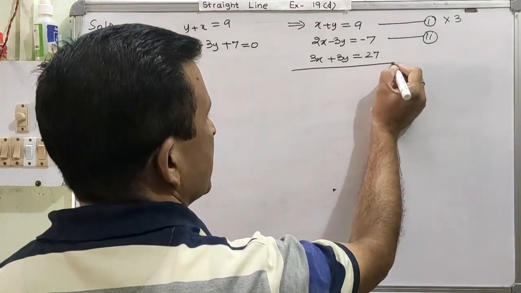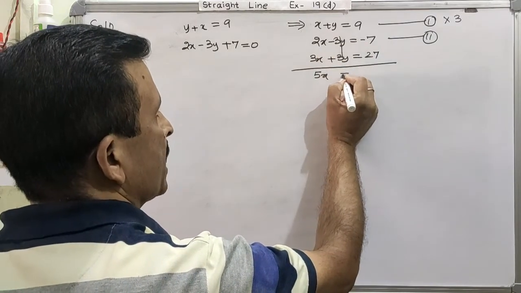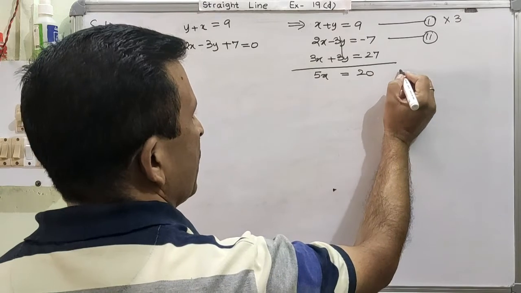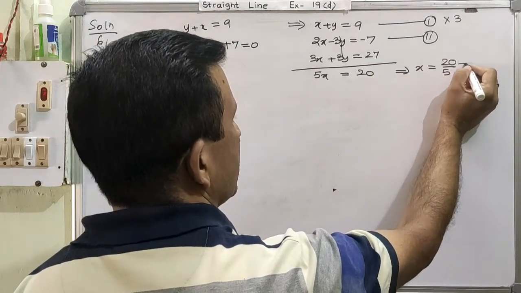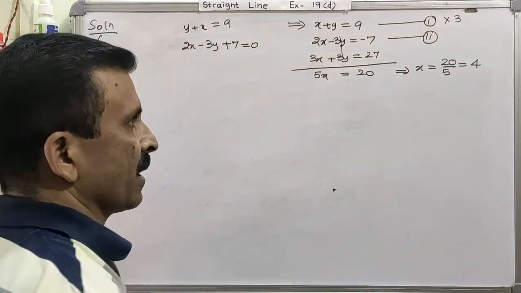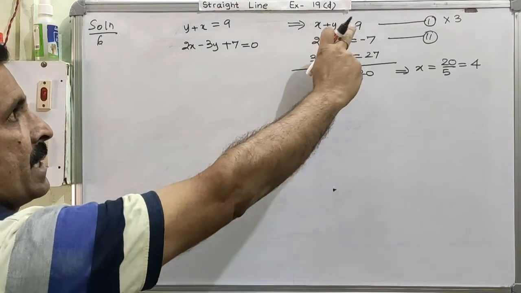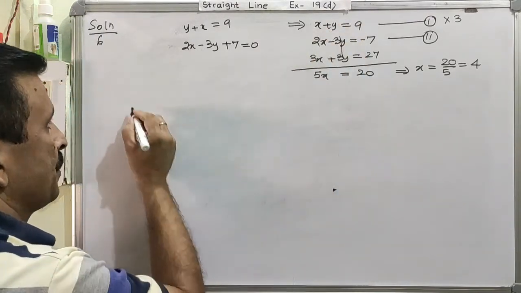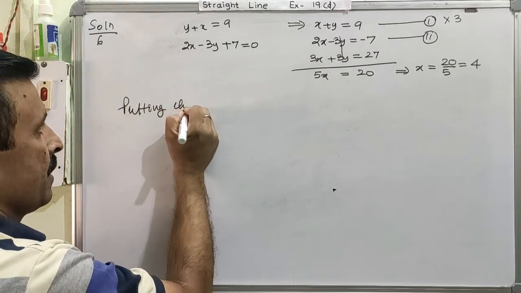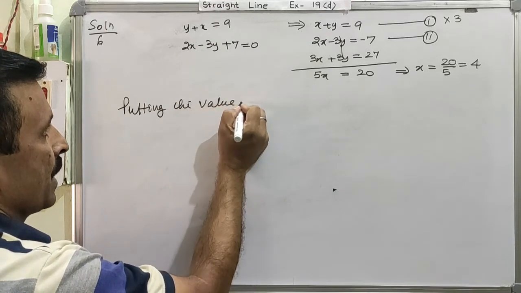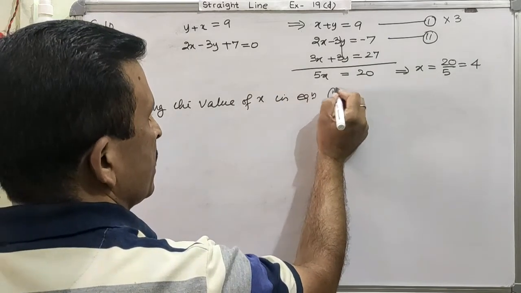And now we can just do addition and eliminate this y. This becomes 5x and this becomes 20, and this implies your x will be equal to 20 divided by 5 is equal to 4. So you got the x value 4. We can now find the value of y by putting it in equation number 1, because equation number 1 is more easy. So putting the value of x in equation 1.